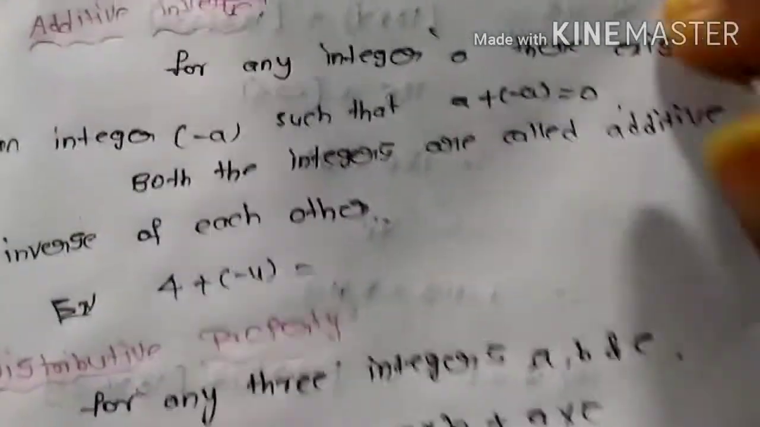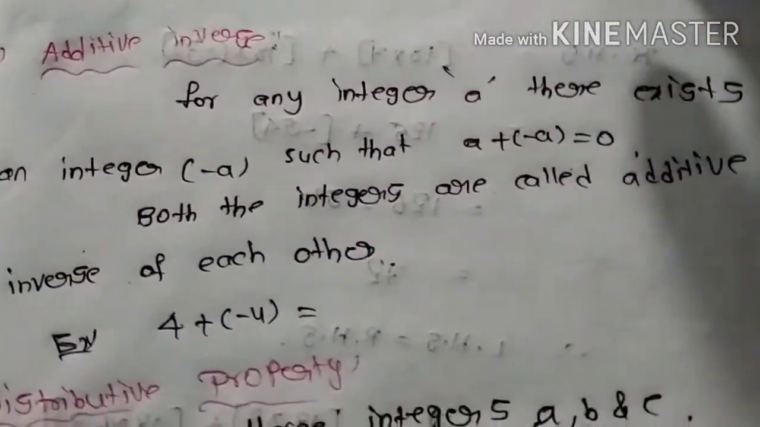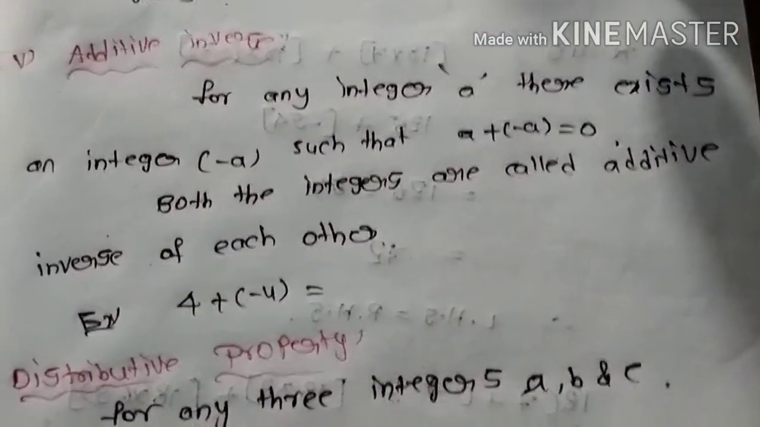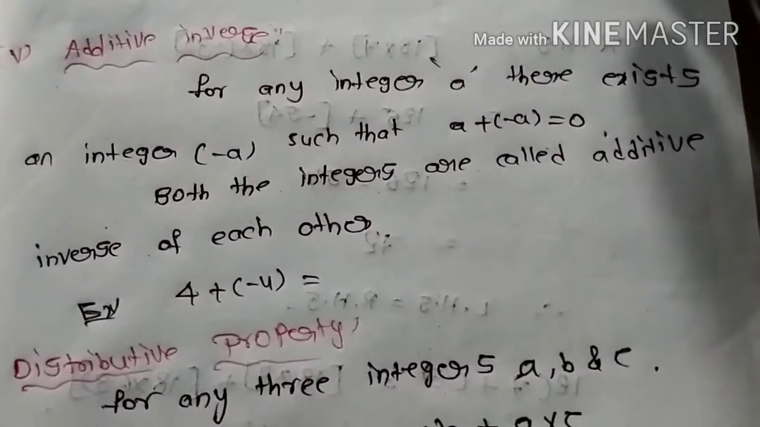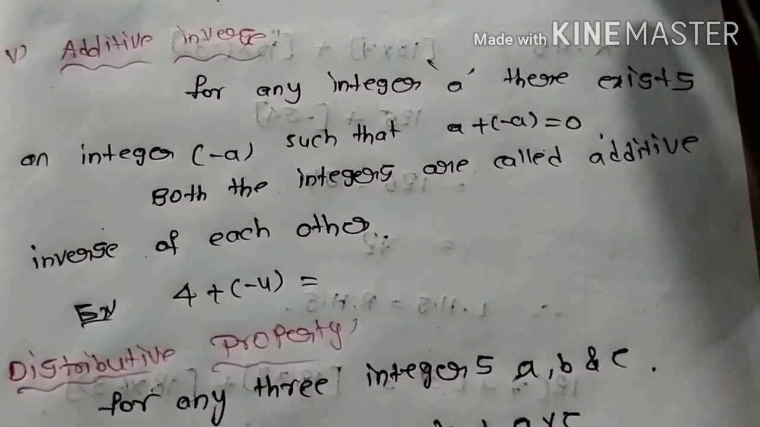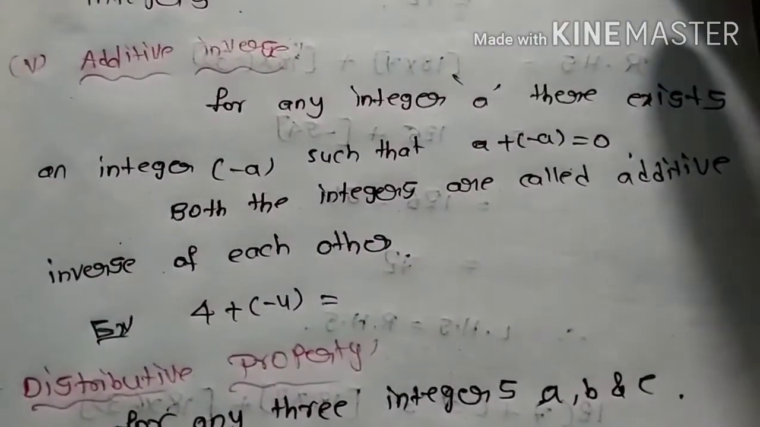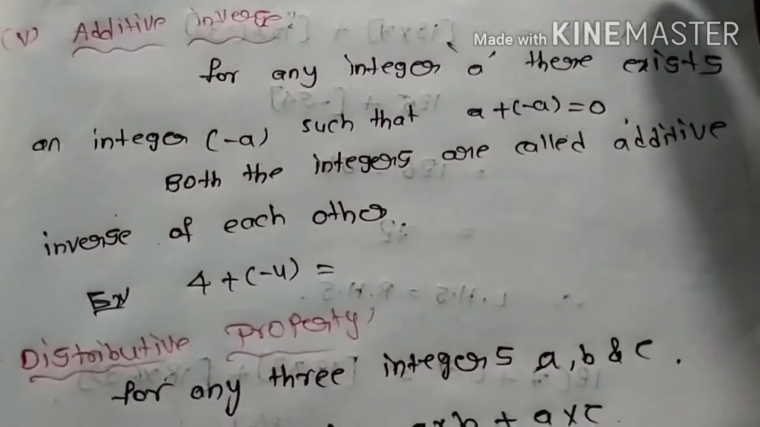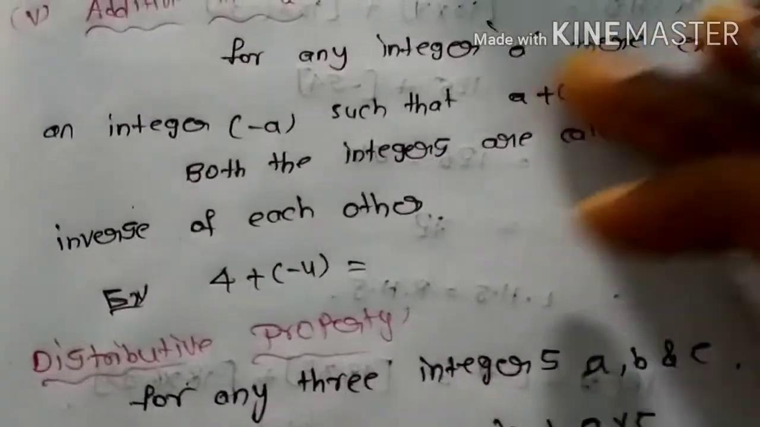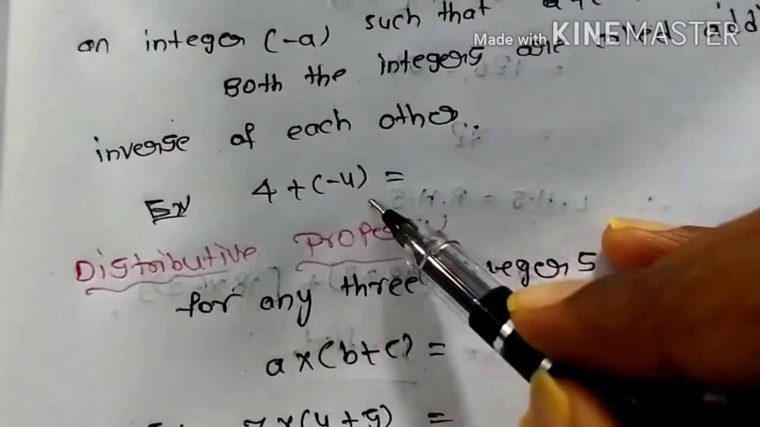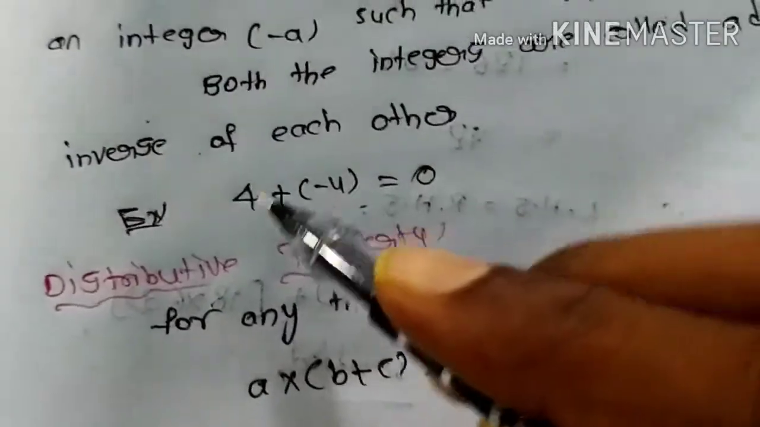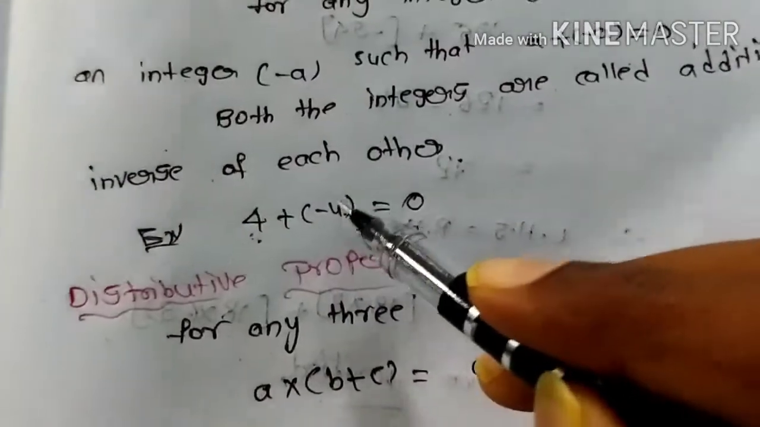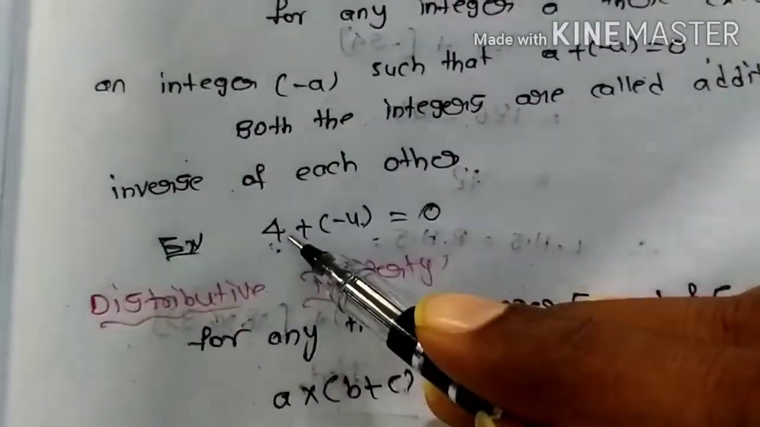Next here, additive inverse. For any integer a, there exists an integer minus a, such that a plus of minus a is equal to 0, and both the integers are called additive inverses of each other. You know that, see, 4 plus of minus 4, how much? 0 or not? Yes, so that 4 is called the additive inverse of minus 4, and minus 4 is called the additive inverse of 4.